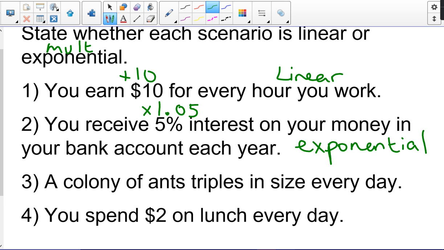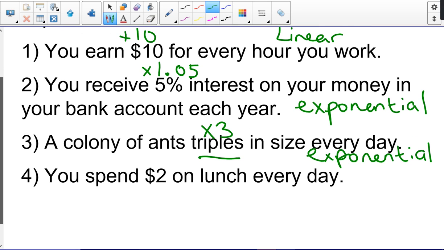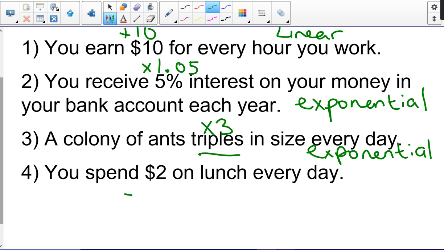Next, we have a colony of ants that triples. Triple means I am multiplying by 3 each day. If I am multiplying, then this scenario is exponential. Lastly, we have you spend $2 on lunch every day. Spending $2, that is a constant amount. I took off $2, I took off $2, and I take off $2 again. Constant rate of change of -2, so that is a linear scenario.